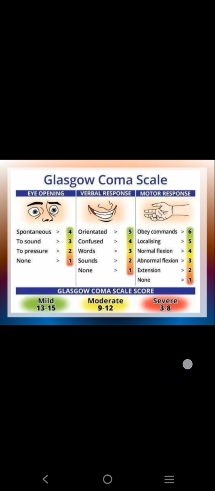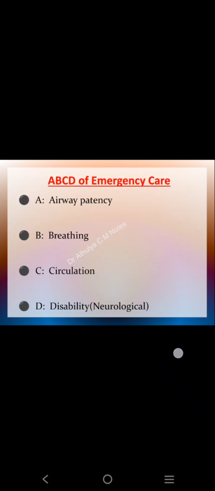Nowadays, the pupil response is also included in this Glasgow coma scale. That is based on the reaction of the pupil to light. It is also included in this Glasgow coma scale. In this way, we can assess the condition of the patient.